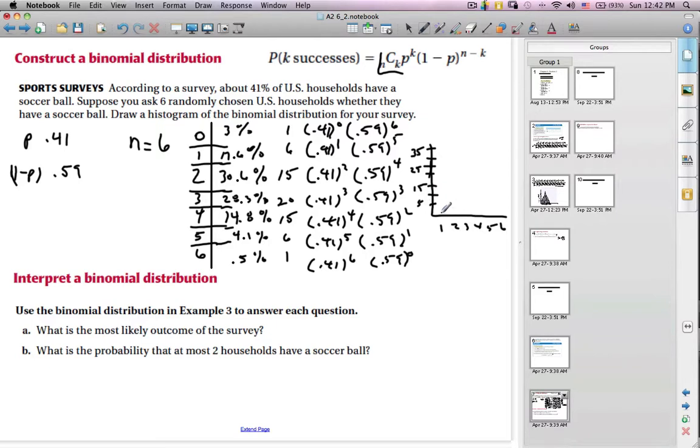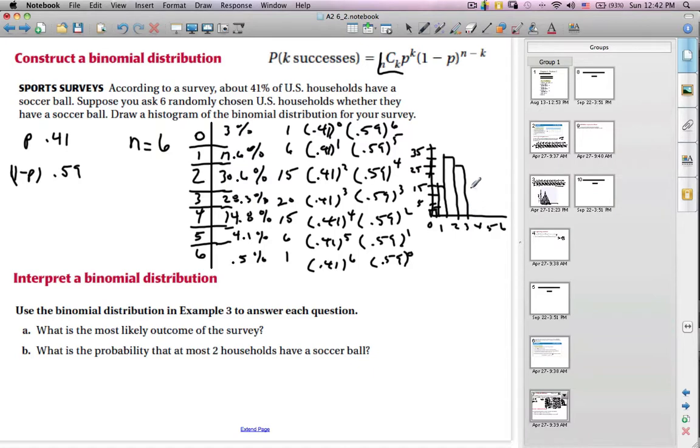the probability of 0 was about 3%, and the probability of 1 was 17, and the probability of 2 was 30.6, so just a little over 30, right about there. And the probability of 3 was 28, so a little under 30, about there.